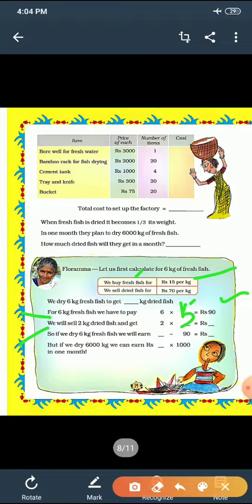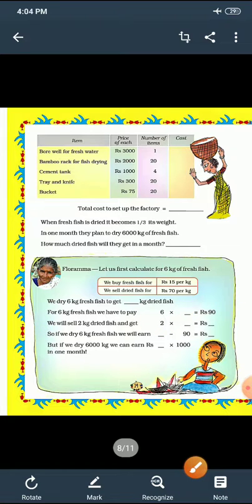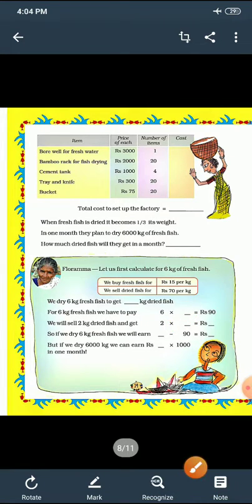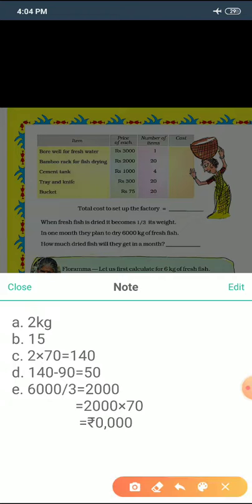Now when you are selling the 2 kg dry fishes, so what is the cost of dry fishes? It is 70. So 2 multiplied by 70, you will get the answer how much? 140. You can see from here, when we will multiply 2 by 70, you will get 140.